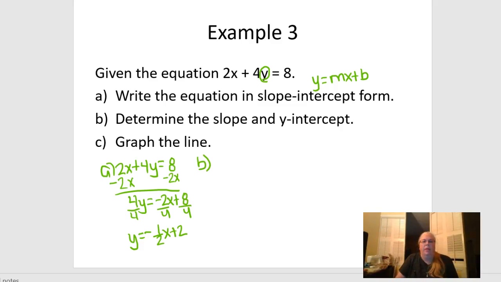Part B is asking us to determine the slope and the y-intercept. Well, the slope, which we denote with the letter m, you can think of m as mountain, that's going to be the coefficient on x. In this case, that's going to be our negative 1/2. The y-intercept, which has a notation of b, not sure where that one came from, that is the number that's either added or subtracted to our x. In our case, that's going to be our positive 2.